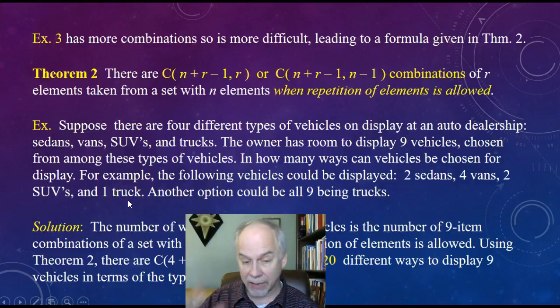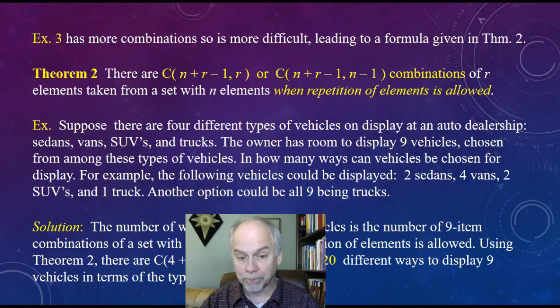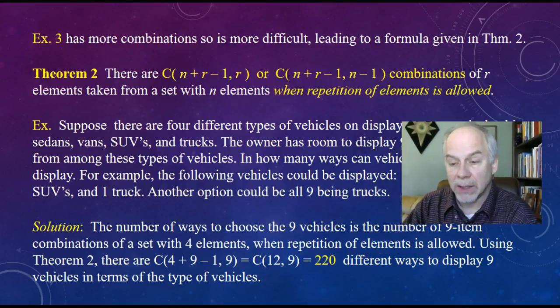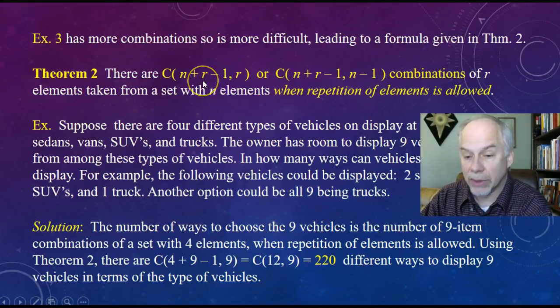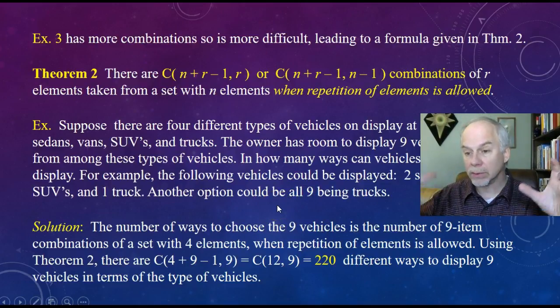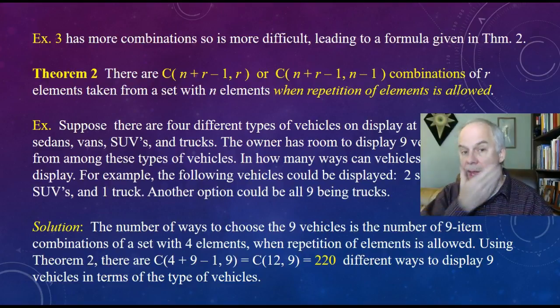So there's a lot of different combinations, but the order you choose them doesn't matter. Just the type of vehicle matters. Now, in this problem here, n is going to be 4 and r is going to be 9. You're choosing from 4 categories and you're choosing 9 things.